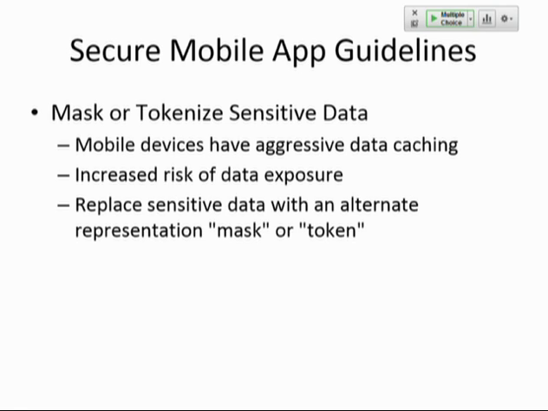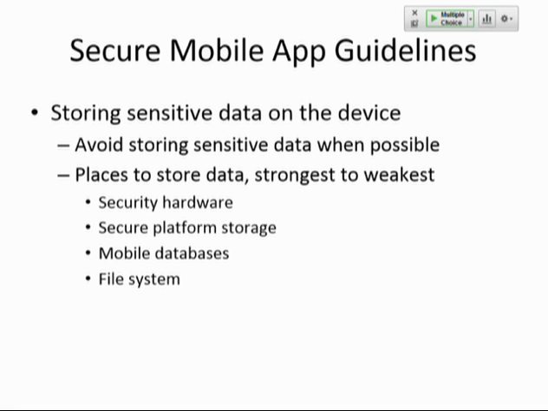If you have sensitive data on the phone, you can mask it or tokenize it. Rather than storing a password directly, you could store some kind of token like a cookie, or you could store just part of the data, masking part of it with stars or something. These are ways to make it less dangerous to store sensitive data on an untrusted device. In general, this is a bad idea.